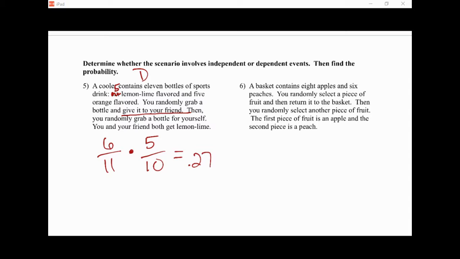Then this one, you randomly select a piece of fruit, but you return it to the basket. So it is independent. Also, independent would be if you have 2 things that don't have anything to do with each other, like flipping a coin and spinning a spinner or something. So the probability that you get an apple the first time is 8 out of 14. The probability of getting a peach the second time is 6 out of 14. And then you just multiply those together. And you would get 0.24.